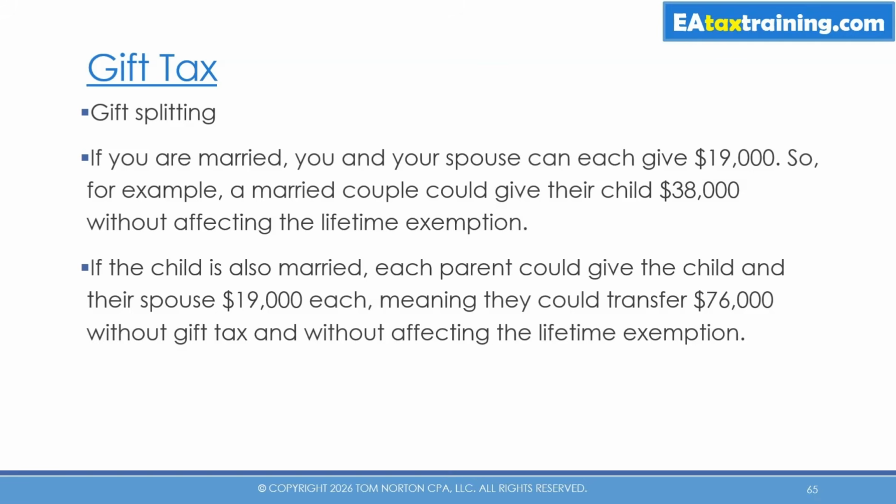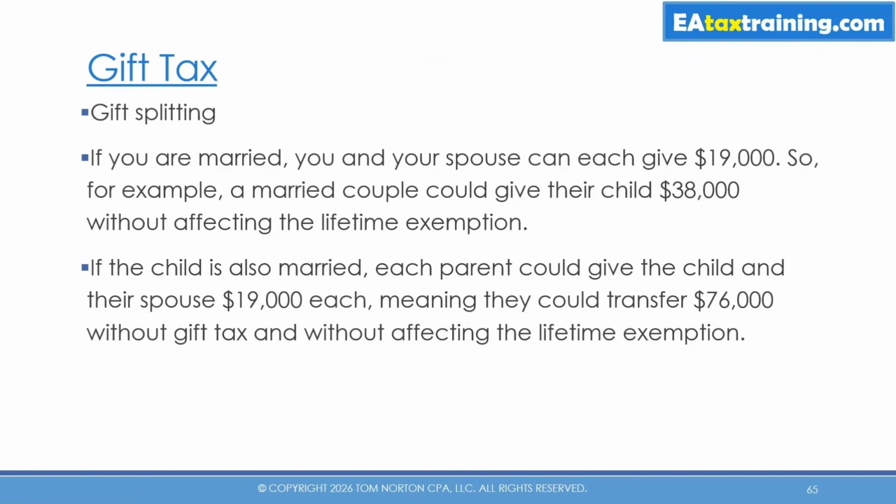There's also something called gift splitting. If you are married, you and your spouse can each give $19,000. So, for example, a married couple could give their child $38,000 without affecting the lifetime exemption. If the child is also married, each parent could give the child and their spouse $19,000 each, meaning they could transfer $76,000 without any gift tax and without affecting the lifetime exemption.